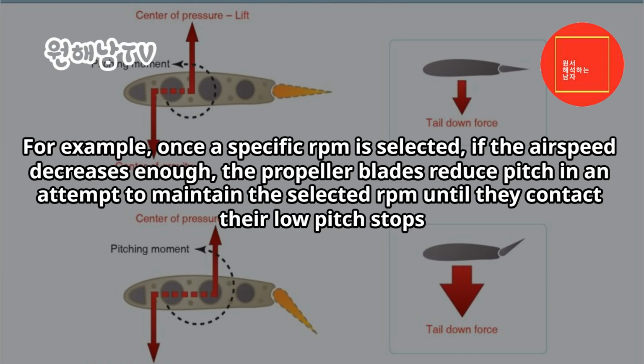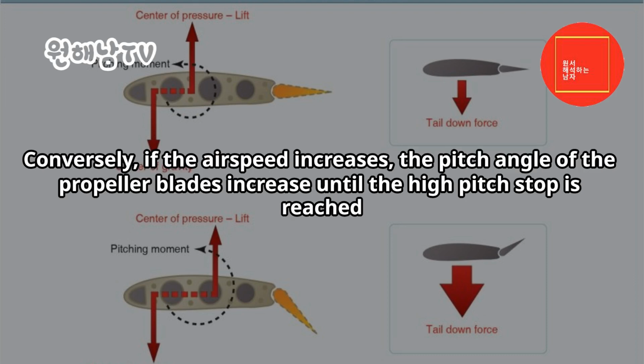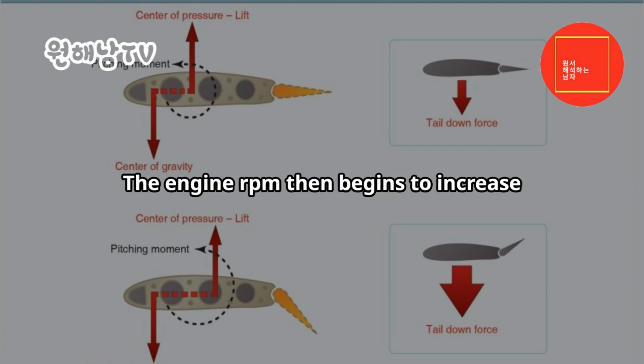For example, once a specific RPM is selected, if the airspeed decreases enough, the propeller blades reduce pitch in an attempt to maintain the selected RPM until they contact their low pitch stops. From that point, any further reduction in airspeed causes the engine RPM to decrease. Conversely, if the airspeed increases, the pitch angle of the propeller blades increase until the high pitch stop is reached. The engine RPM then begins to increase.